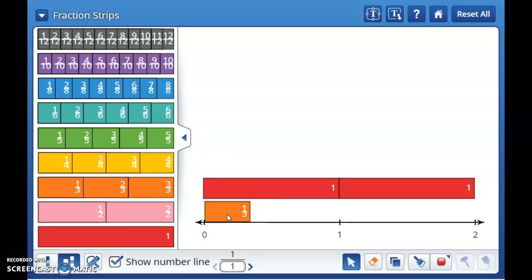1/3 of the Hershey bar on my number line. 2/3, 3/3. I can now go over 1. 4/3, 5/3, 6/3.